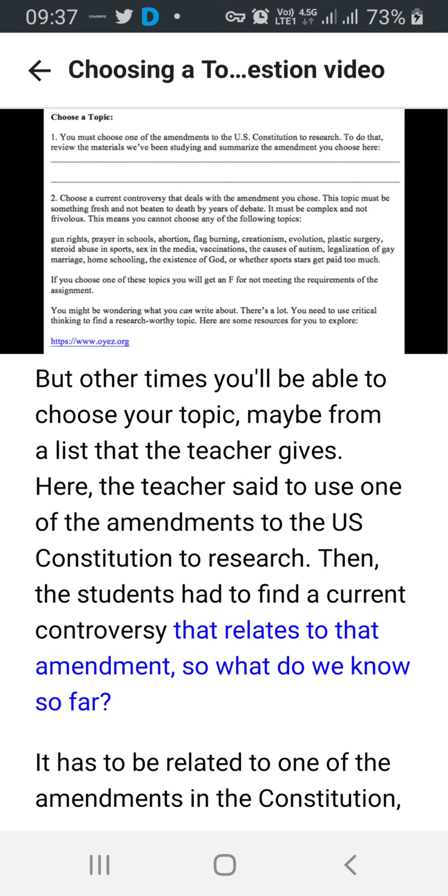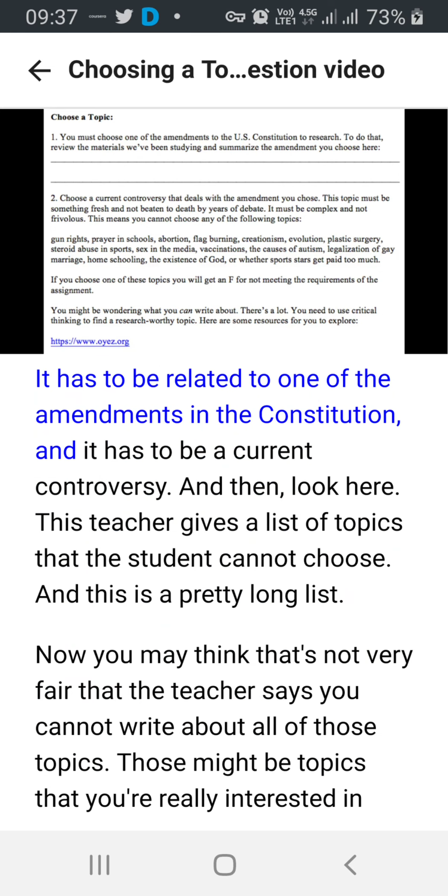So what do we know so far? It has to be related to one of the amendments in the Constitution, and it has to be a current controversy. And then look here. This teacher gives a list of topics that the student cannot choose. And this is a pretty long list.